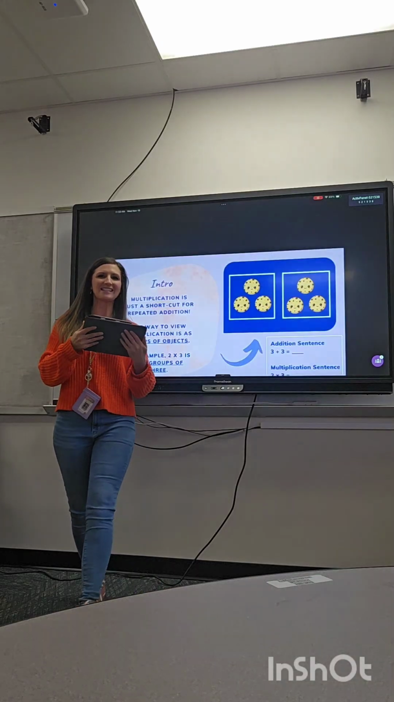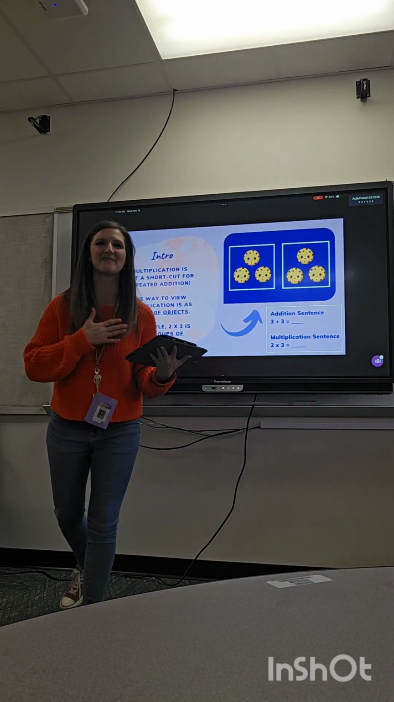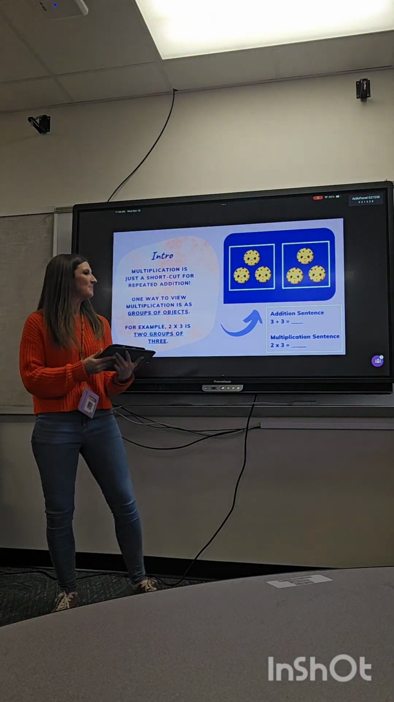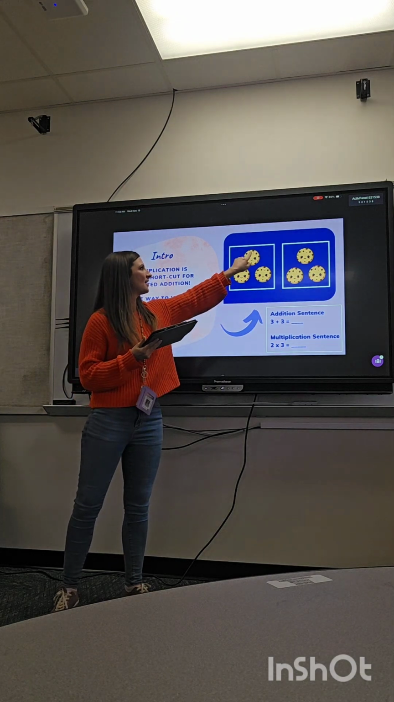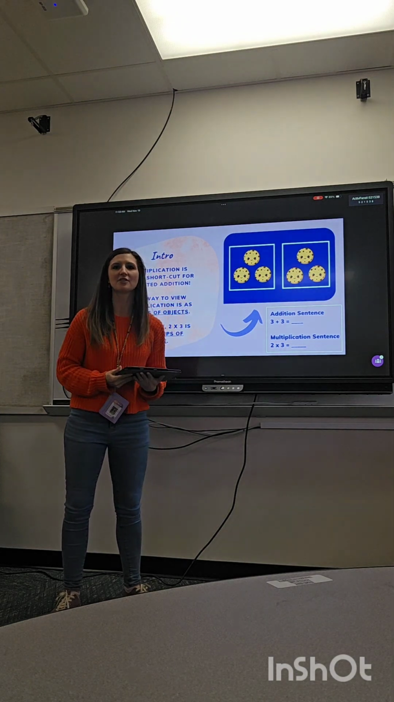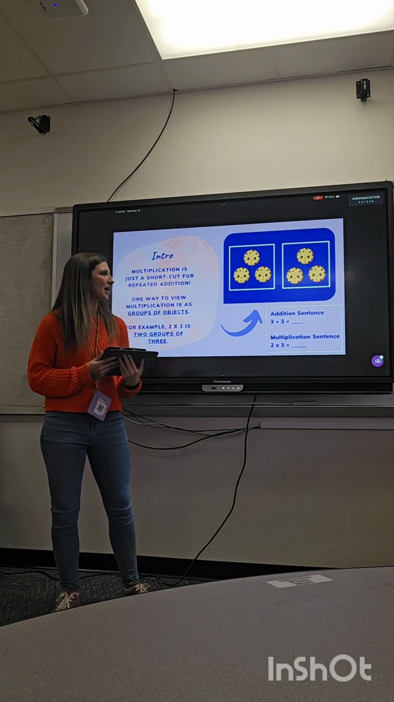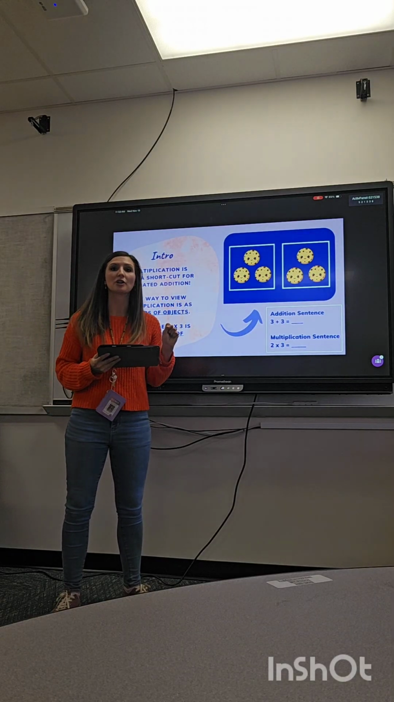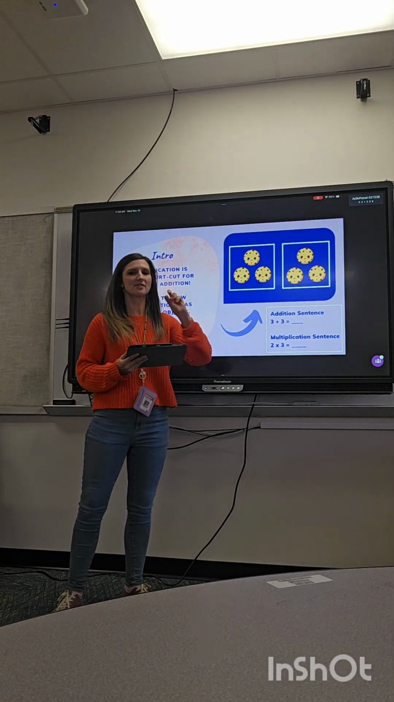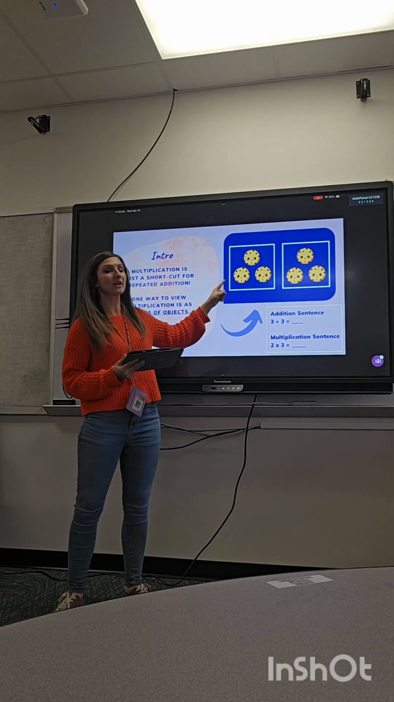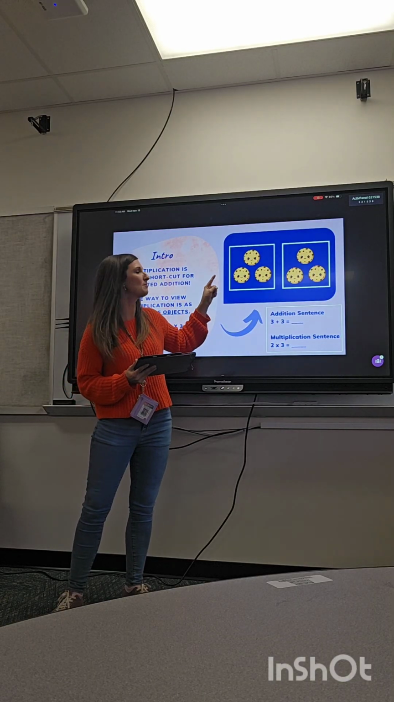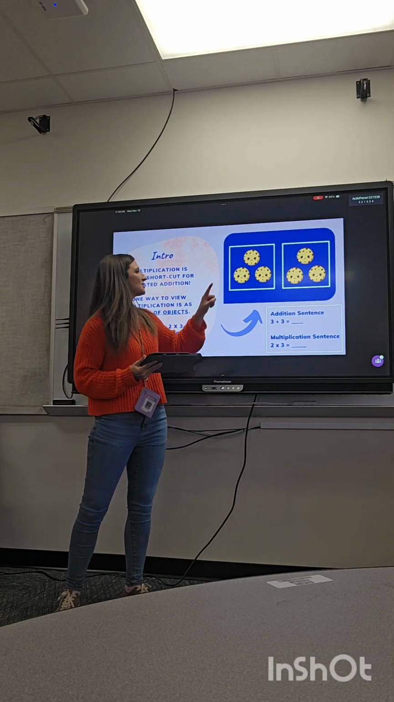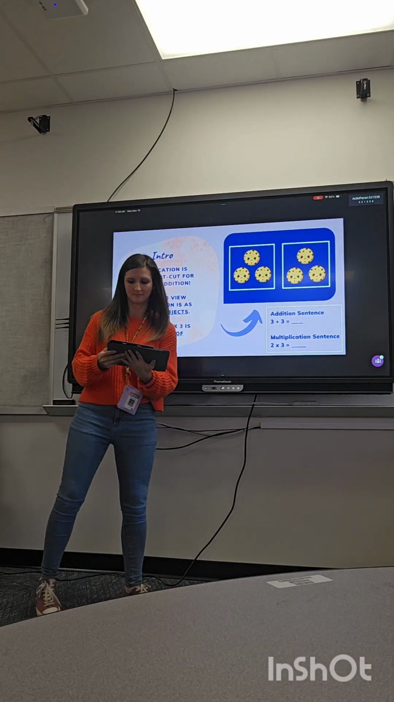Our multiplication sentence, excuse me, my iPad rotated, would be 2 groups of 3 objects. So in this picture, we have 2 groups, so that would be 2. And our size is how many are in the group. So 1, 2, 3.